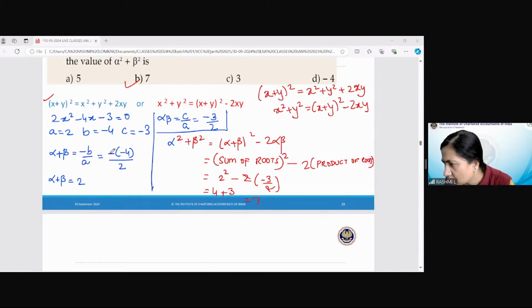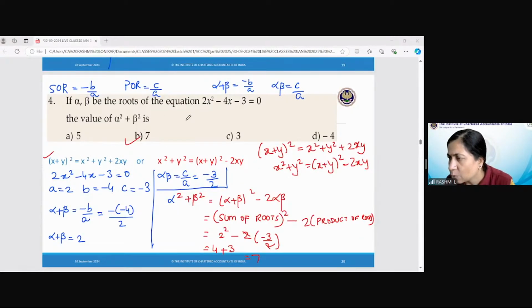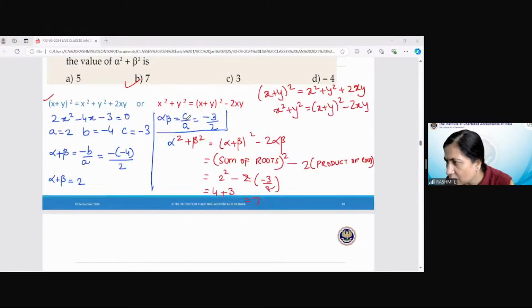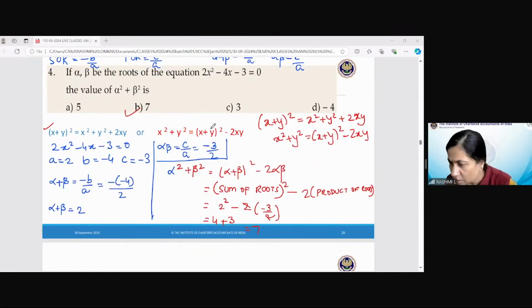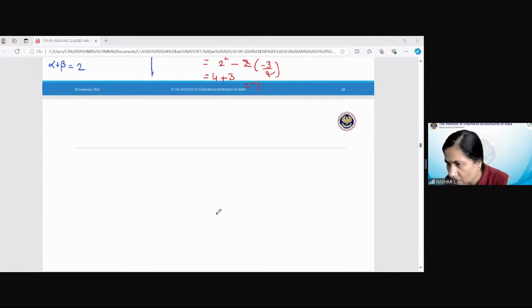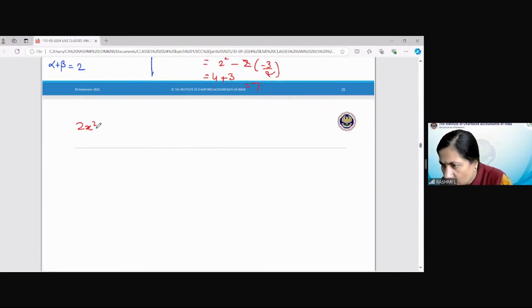Almas. How to do with first method, Krupali? Just solve it. Okay, you can solve it. 2x square minus 4x minus 3, which is equal to 0. So I will have b square minus 4ac. So b square is minus 4 whole square, minus 4 into 2 into minus 3.